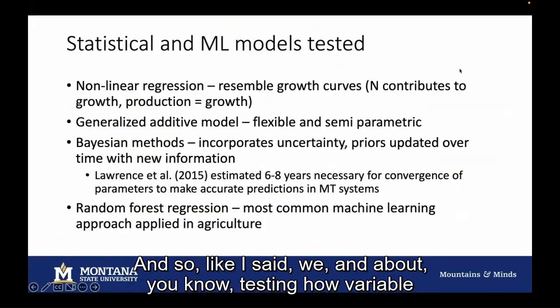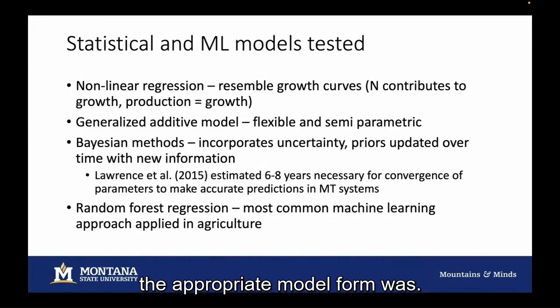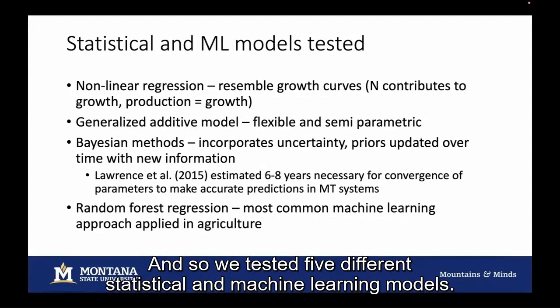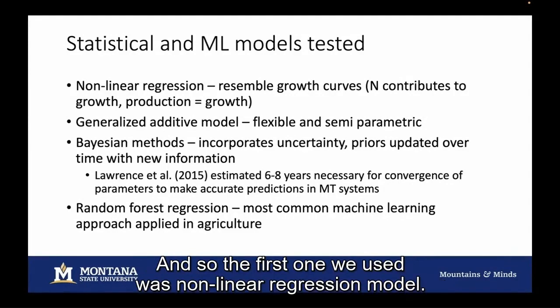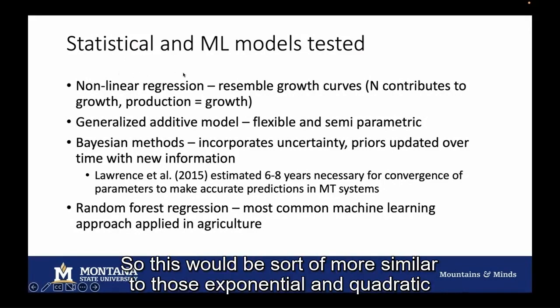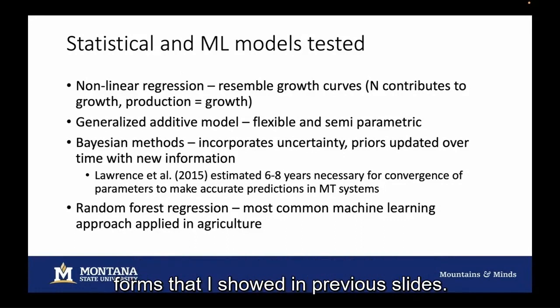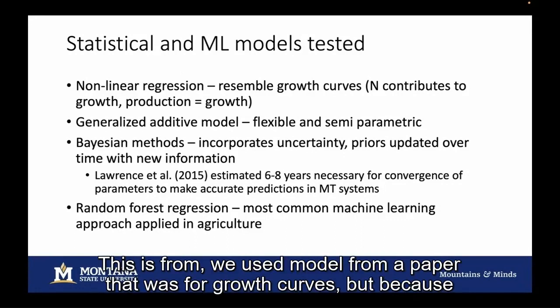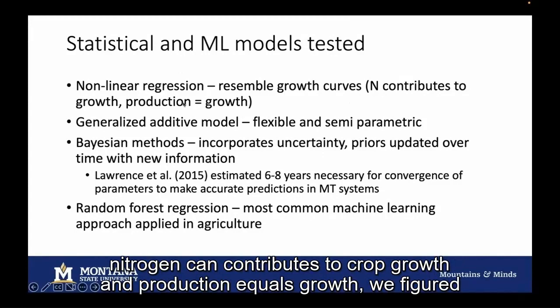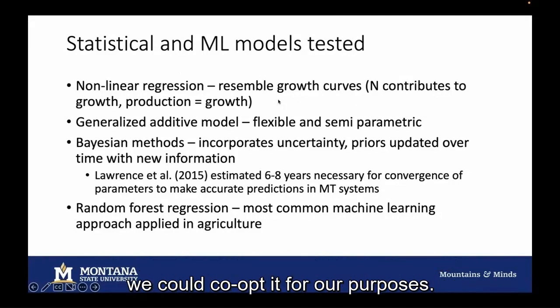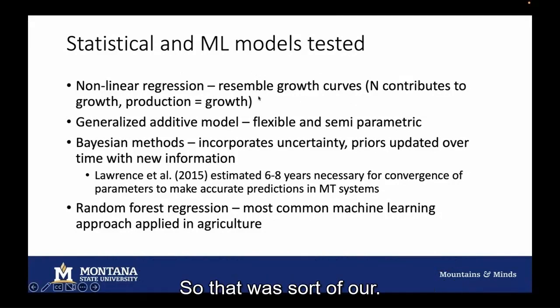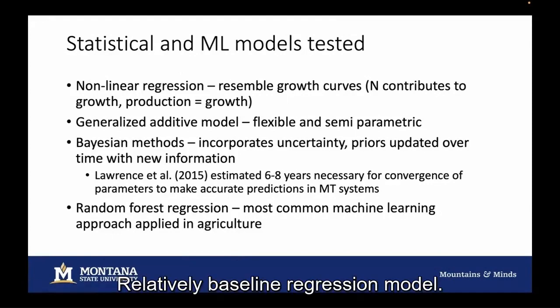And so, like I said, we went about testing how variable the appropriate model form was. We tested 5 different statistical and machine learning models. The first one we used was a nonlinear regression model. This would be more similar to those exponential and quadratic forms that I showed in previous slides. We used a model from a paper on growth curves, but because nitrogen contributes to crop growth and production equals growth, we figured we could co-opt it for our purposes. So that was our relatively baseline regression model.